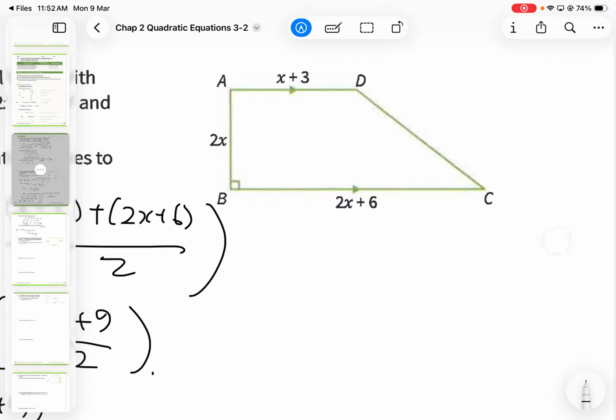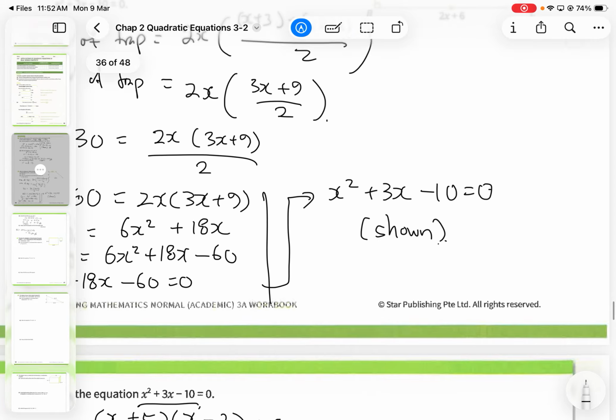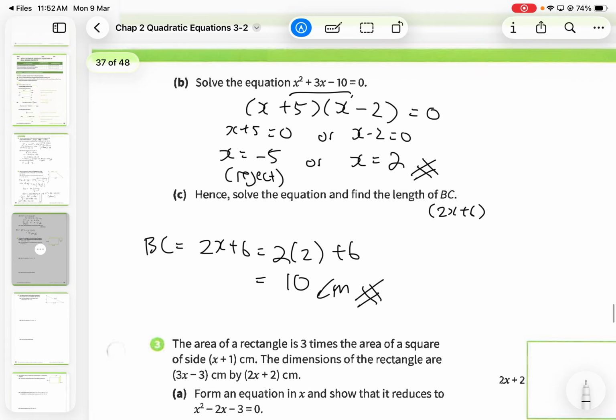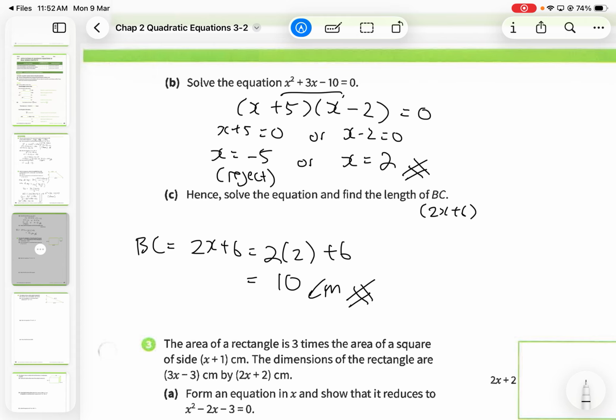Okay, that's why we have to say that x equals to negative number cannot be an answer. Okay, that is the meaning, or that is the reason why I reject. x can only be a positive number because x is a distance.